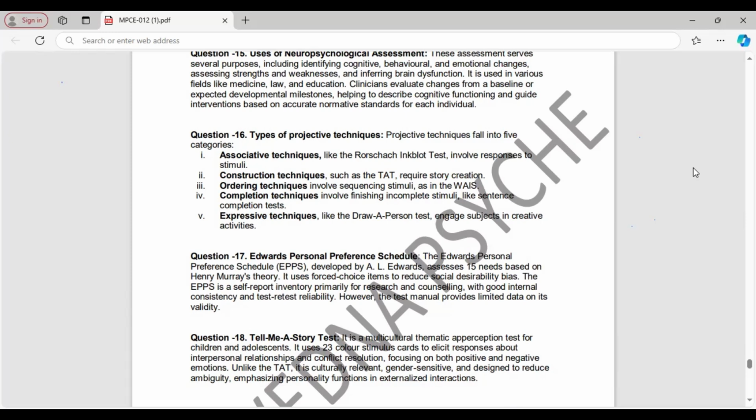Question 18. Tell Me a Story test is a multicultural test for children and adolescents using 23 color cards to explore interpersonal dynamics and emotions. It focuses on culturally relevant, gender sensitive themes with reduced ambiguity compared to the Thematic Apperception Test.